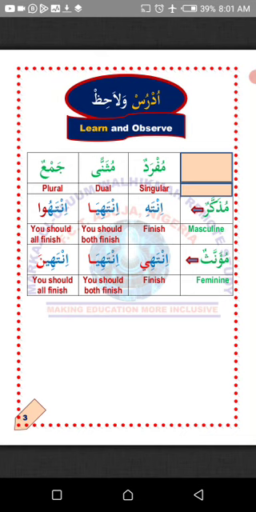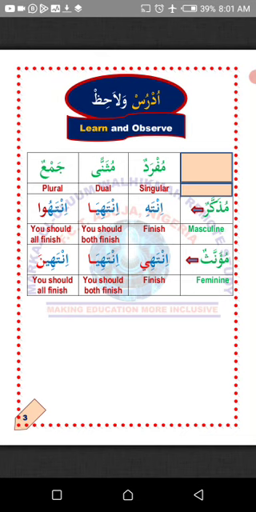Commanding a group of male persons to finish. So you may ask me, the alifun written there after the wawun, what is it doing there? The alifun is only telling you that the wawun written before it is not part of the verb. Rather, it is an extra letter. La'alaka fahimt? I hope you understand. MashaAllah.